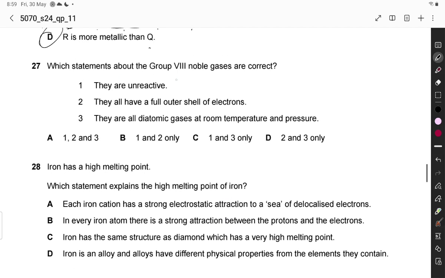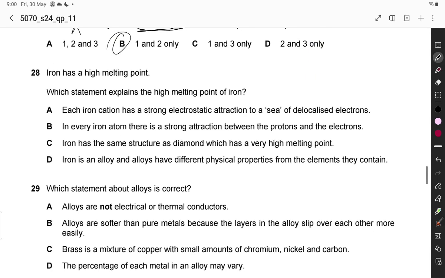Which statements about the group 8 noble gases are correct? They are unreactive, correct. They all have a full outer shell of electrons. Yes, it is correct. They are all diatomic gases? They are monoatomic gases, so it is incorrect. 1 and 2 are correct. B option is correct.